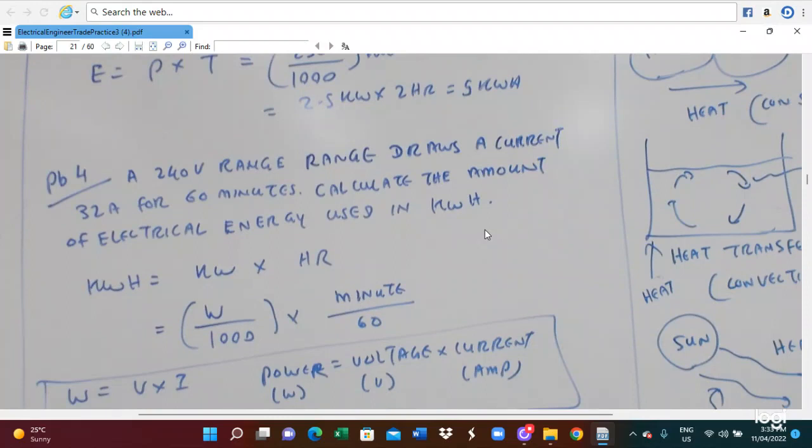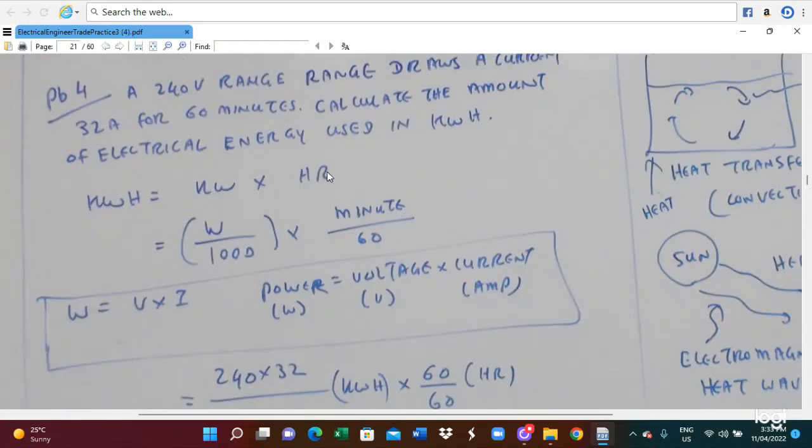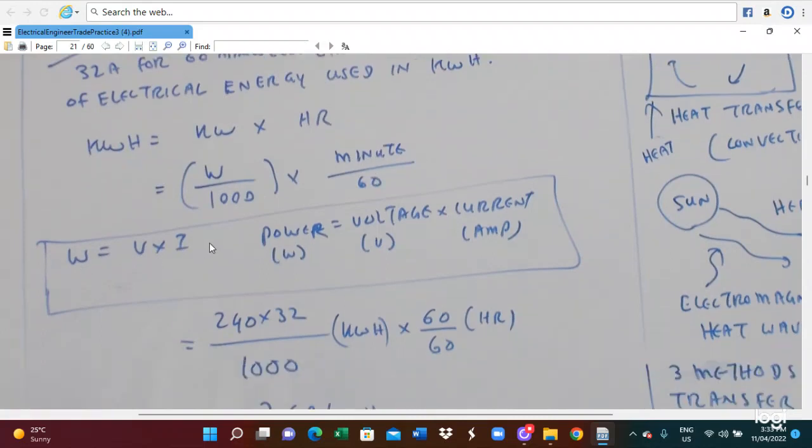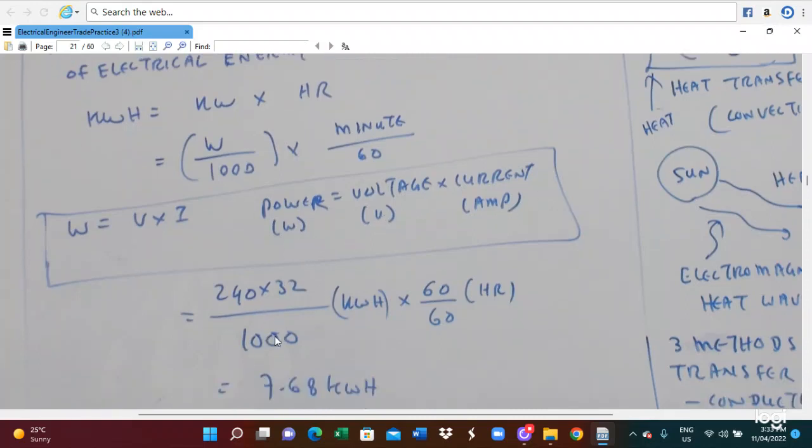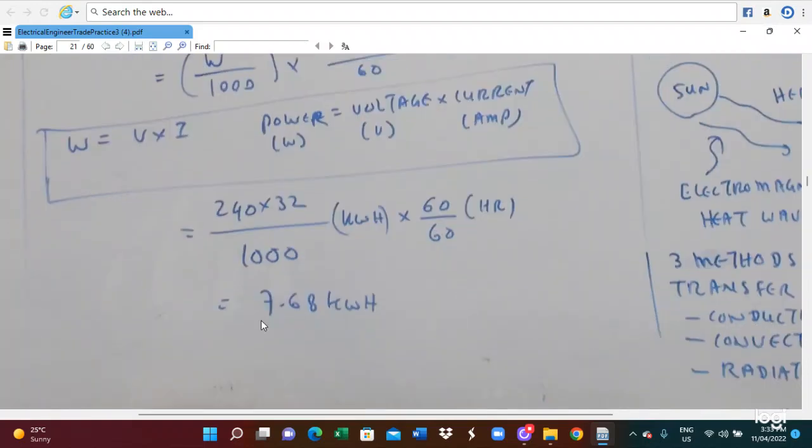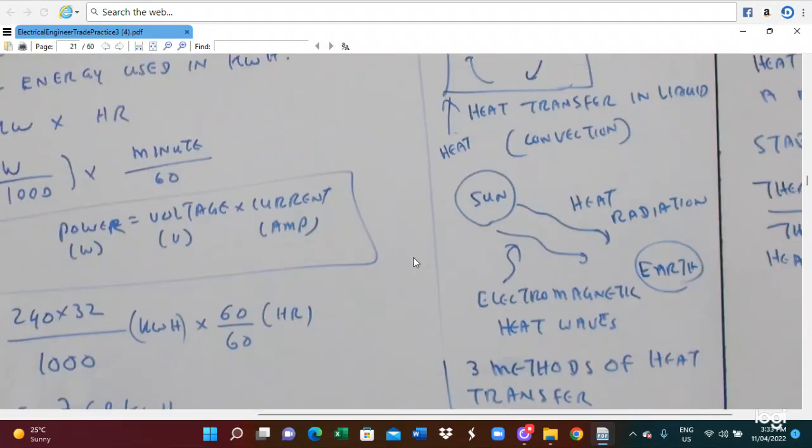So this problem is a 240 range. It draws a current of 32 amperes for 60 minutes. We need to calculate the amount of electrical energy used in kilowatt hours. So kilowatt hours are kilowatts times hours. Kilowatts are watts divided by 1000, and hours are minutes divided by 60. In this case, power is voltage multiplied by current. So the voltage is 240 volts and current 32, divided by 1000 we get kWh, and 1 hour is 60 minutes. This is the way we calculate it.